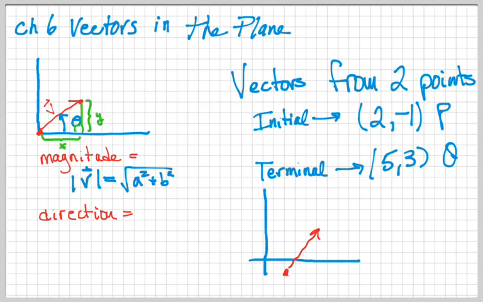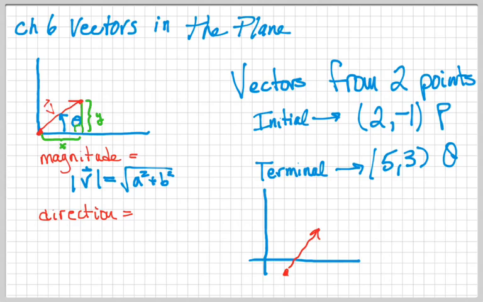So, direction. Can somebody tell me how to find theta up there? What's the formula for theta? If I were given the triangle, if I knew x and y, how could I find the angle right there where theta is? Not sine inverse, because I don't have a hypotenuse. Tangent inverse.